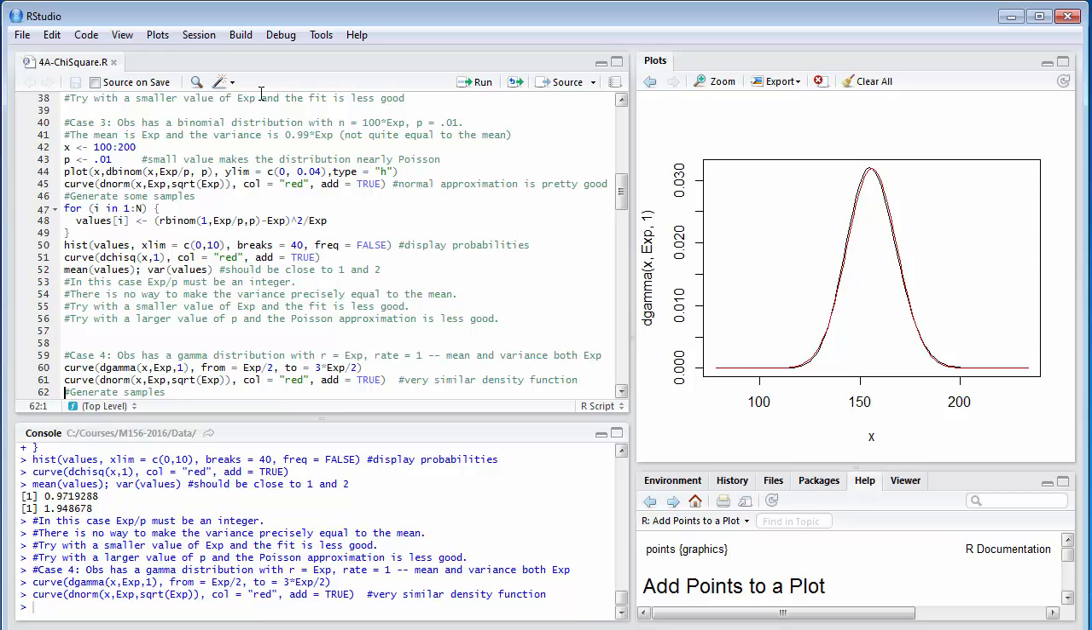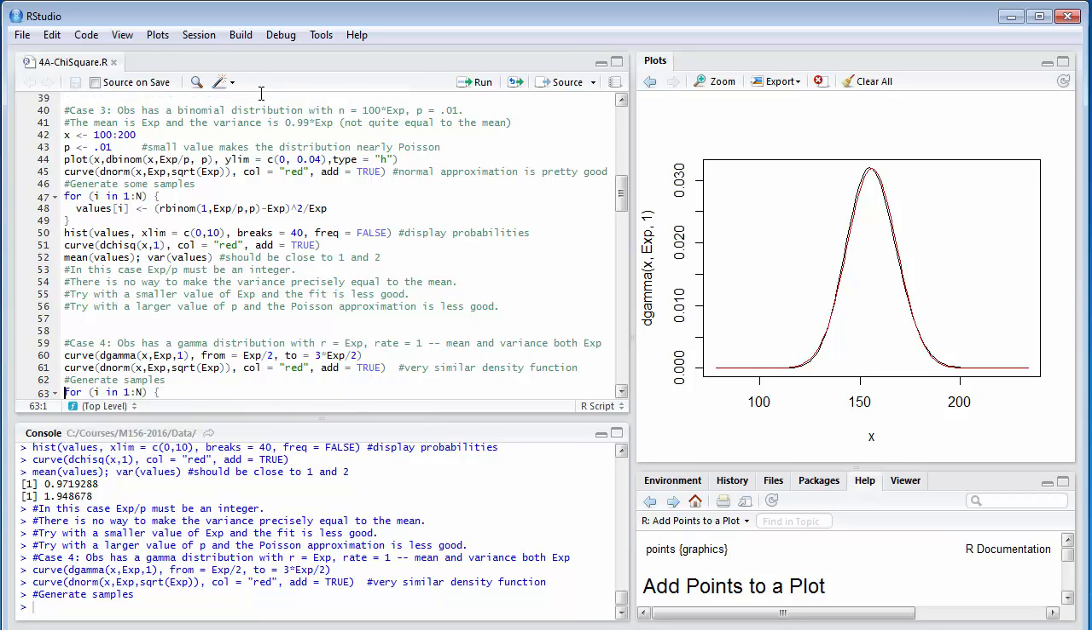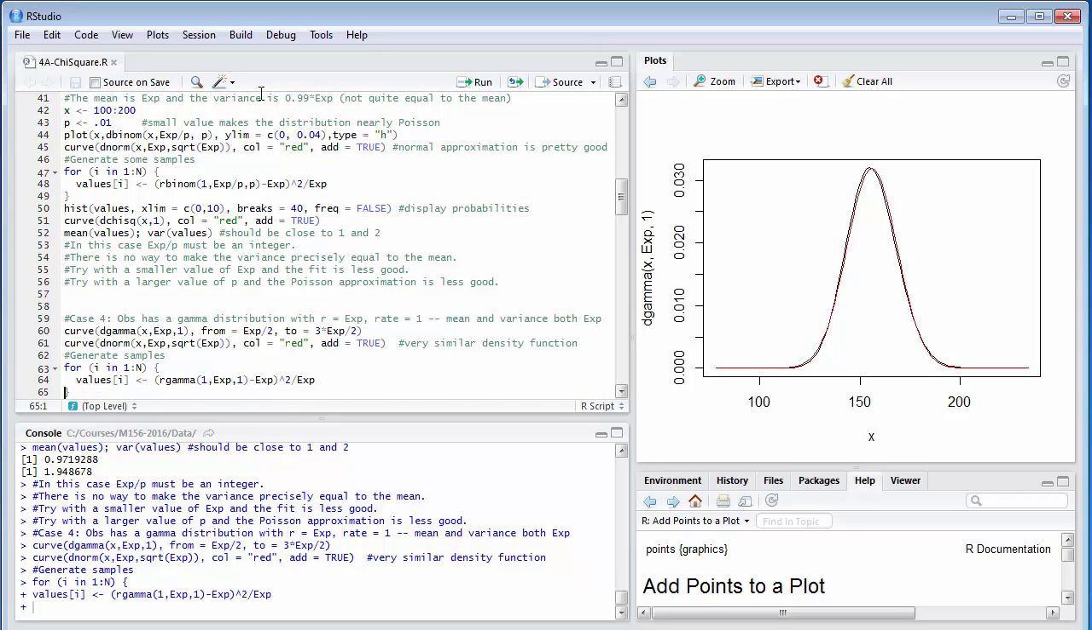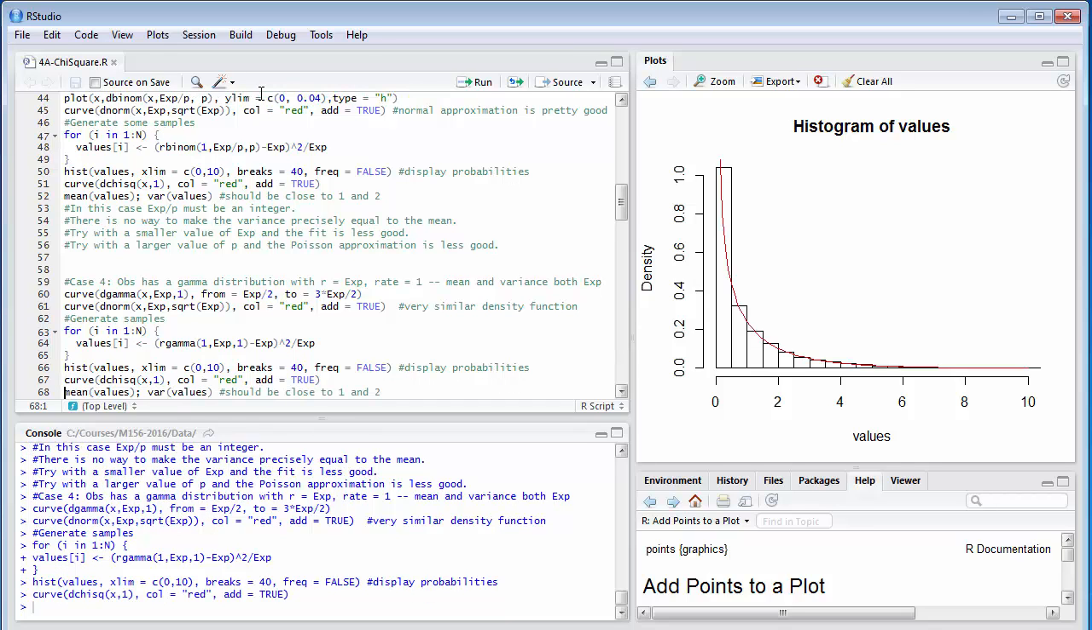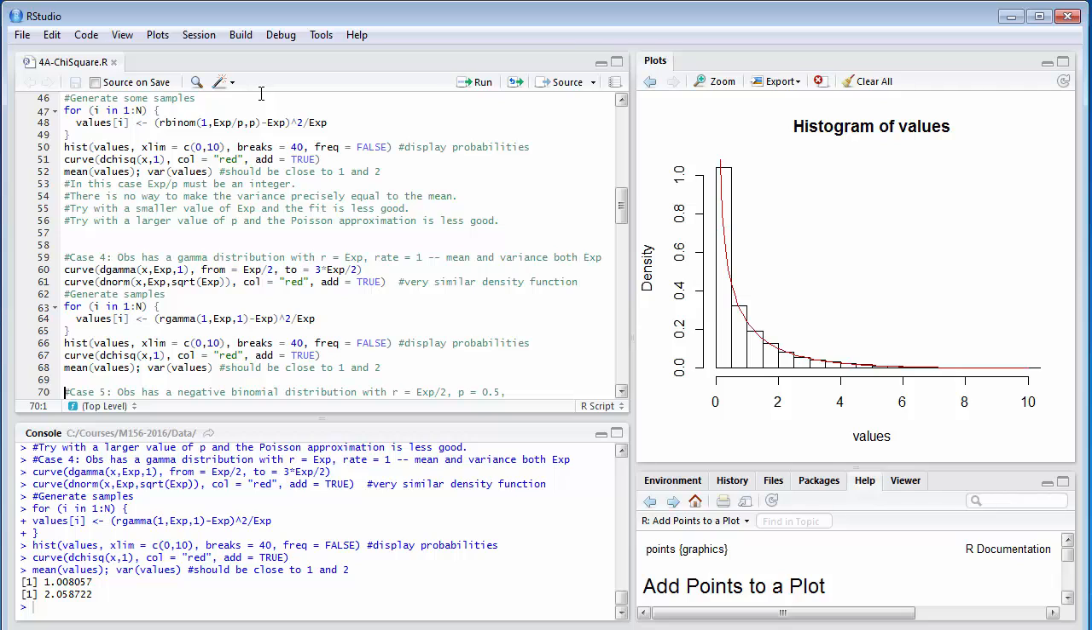And sure enough, if you overlay a normal distribution with the same mean and same variance, it's kind of hard to spot the difference. We generate some samples again. Exactly the same way. Plot a histogram of the samples, and sure enough, it matches. So the message I'm trying to get across here is there are lots of ways of generating samples, and they all have the property that if you take observed minus expected squared over expected, you will get something that has very nearly a chi-squared distribution.